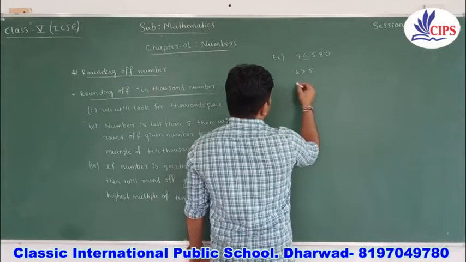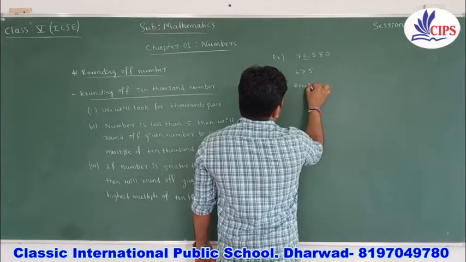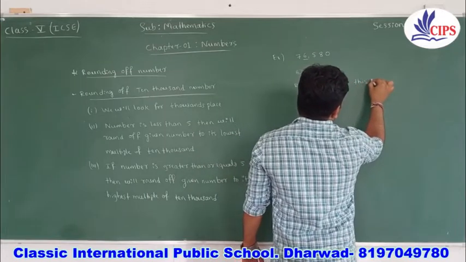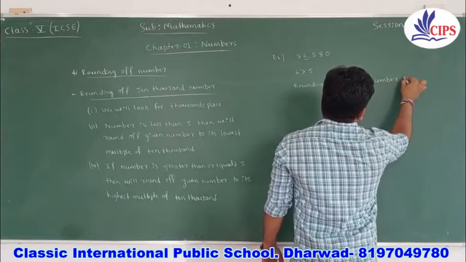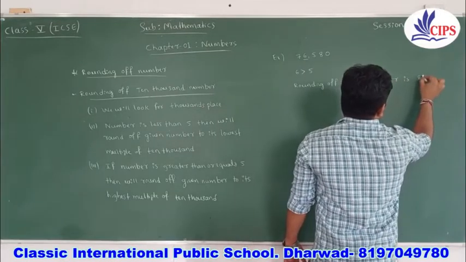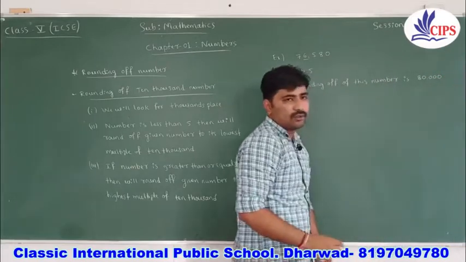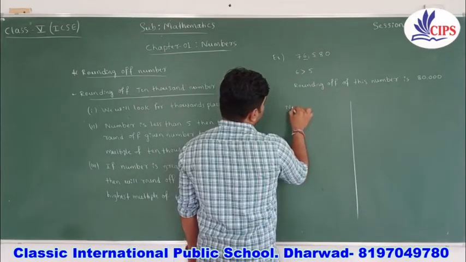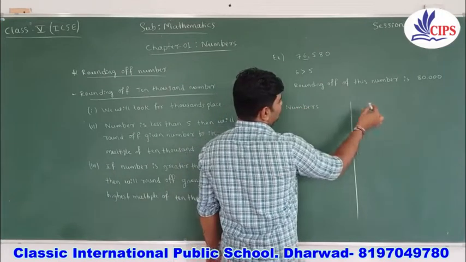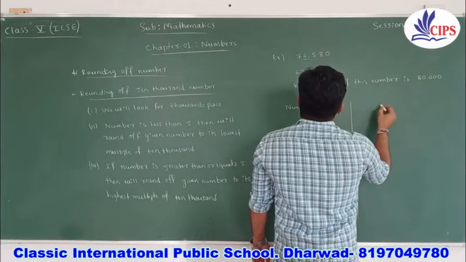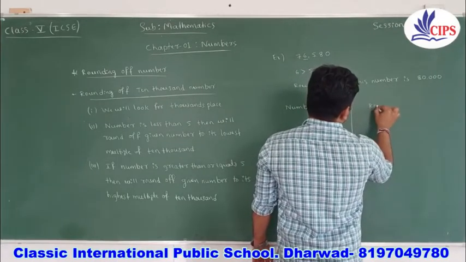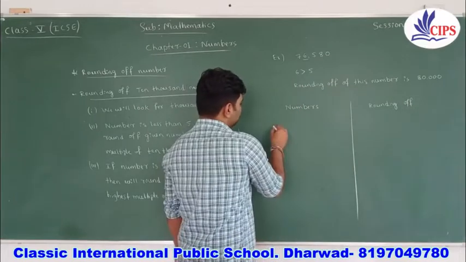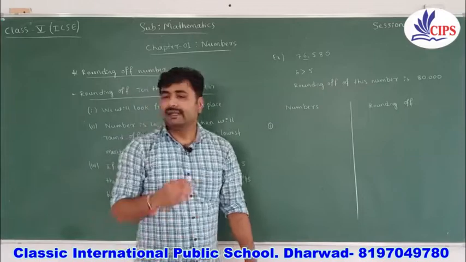Therefore, what will we write? Rounding of this number is what? 80,000. Yes or no? Okay, now I'll make two columns. One side I'm going to write numbers, another side I'll write numbers and its rounding off. Okay, here one example is over. Let us take a few more examples to understand this very clearly.